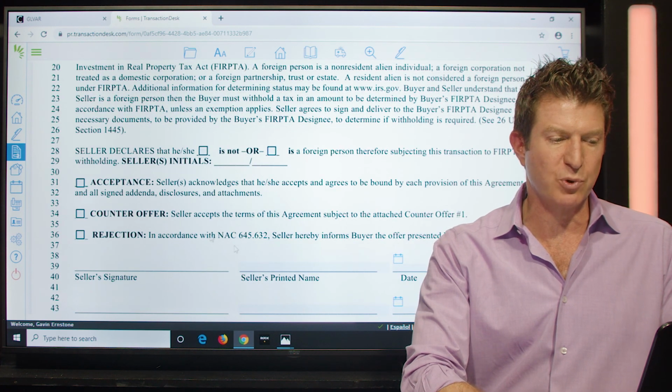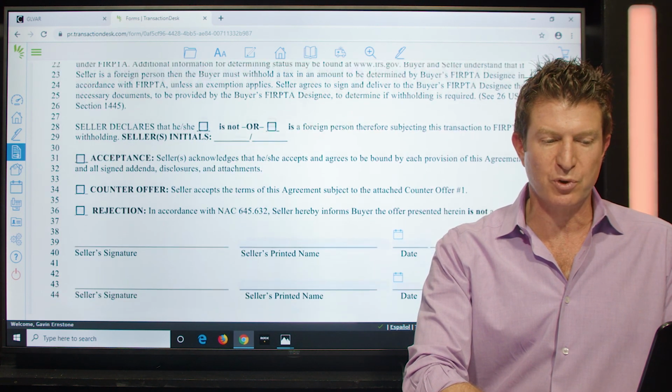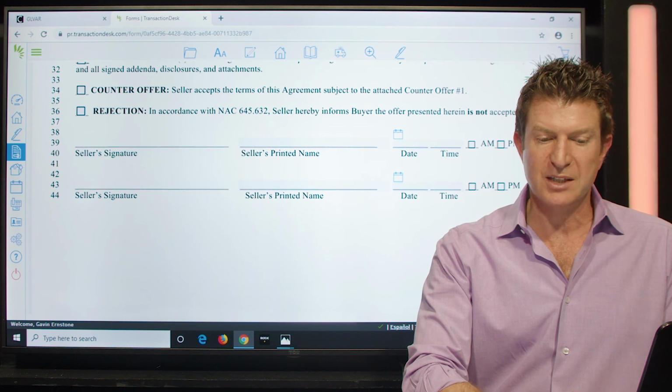This is where the acceptance portion goes in, and then the signature portion on the seller's side. And that's it for the form.